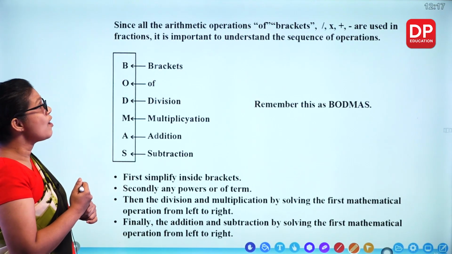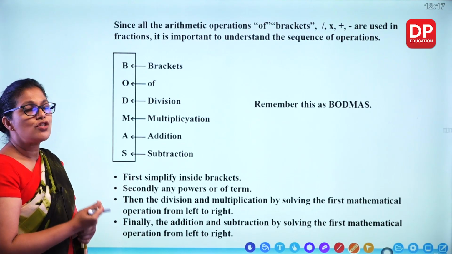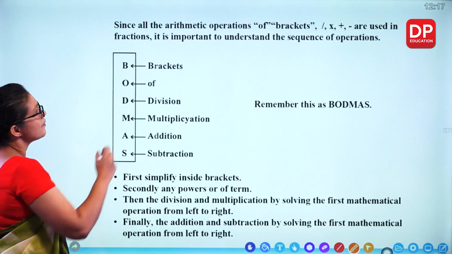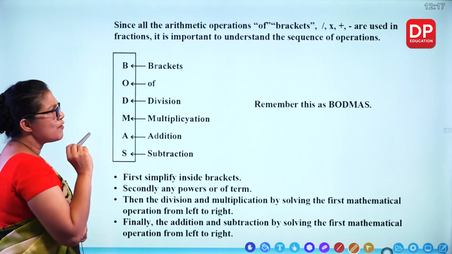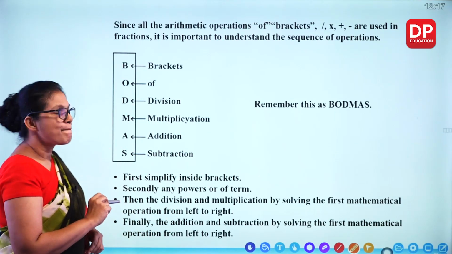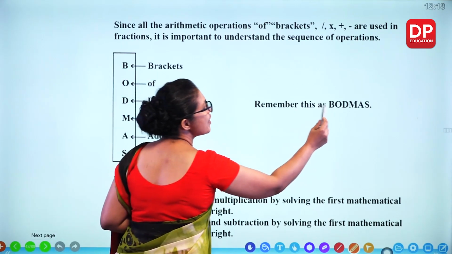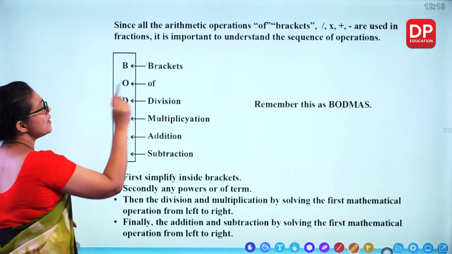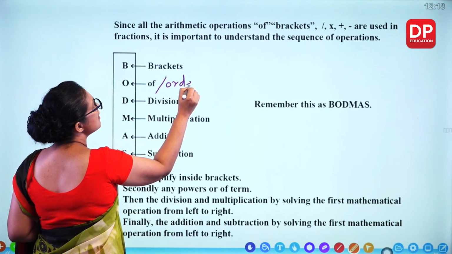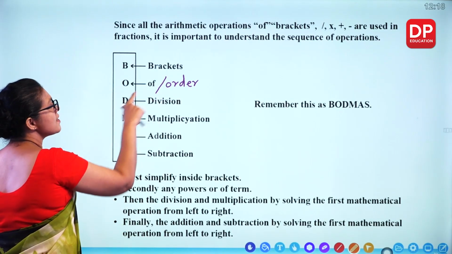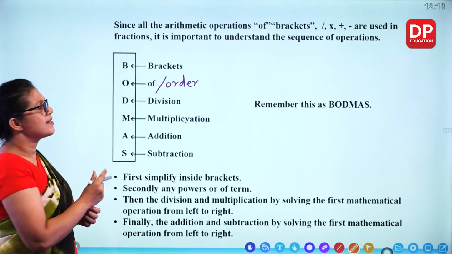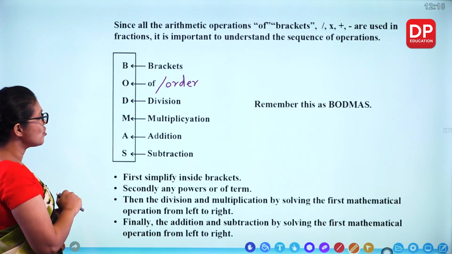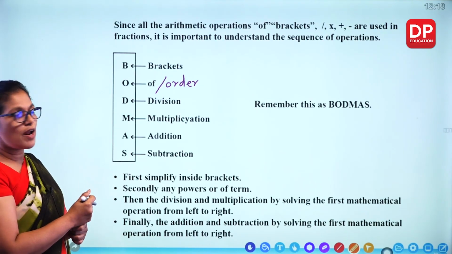Now we'll see the order of operations. We did addition, subtraction, multiplication, division. So what's the order? And also we did of. Have you heard about BODMAS? BODMAS is the order of operations. So B stands for brackets. O means actually order, but here, as we are not considering powers, we can take this as of. D is division, M multiplication, A addition and S subtraction.